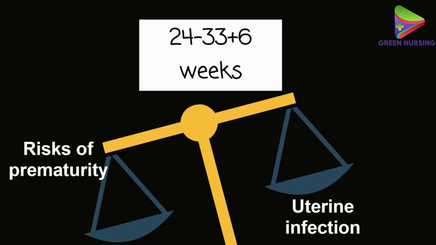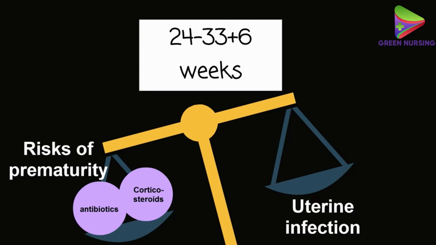If PPROM occurs between 24 weeks and 33 and 6, the risk from prematurity is very high, thus it is important to administer corticosteroids, which enhance fetal pulmonary maturity. Antibiotics are administered to increase the latency period, which is the time between rupture of membranes and spontaneous labor. Note this important point. Antibiotics are administered because they have been shown to increase the amount of time before spontaneous labor. The antibiotics are not to treat an infection.